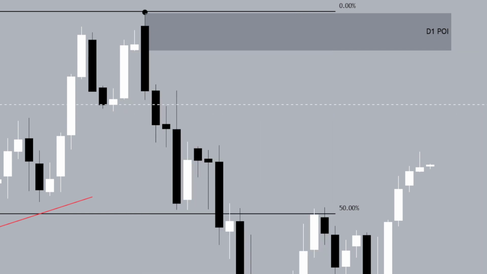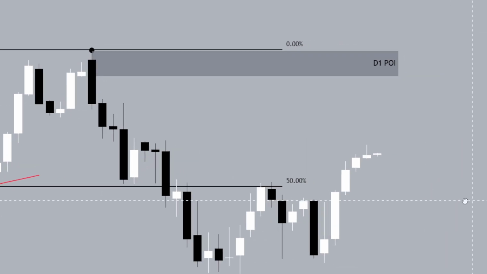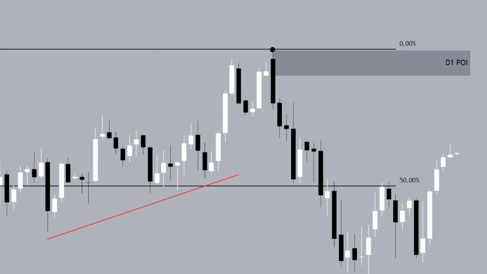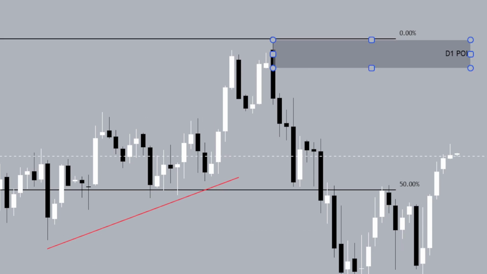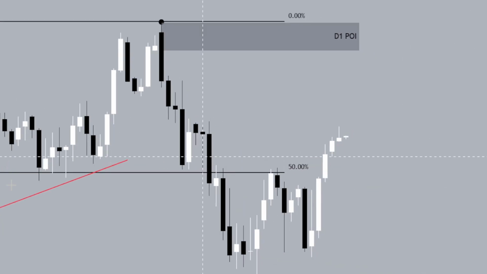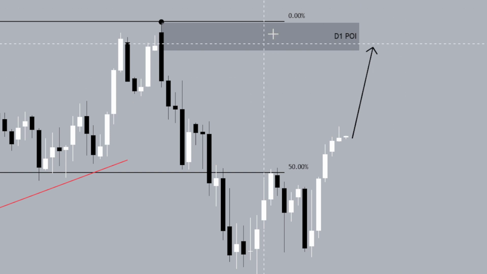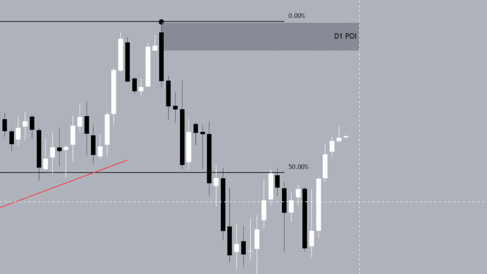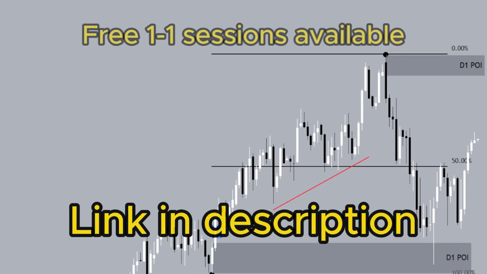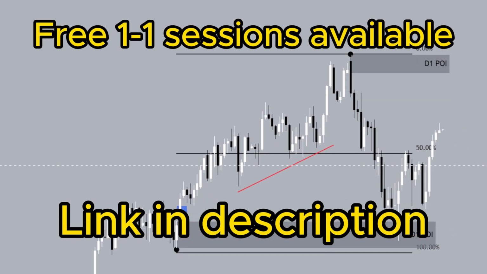And so again, this is the point of interest which I think is going to get mitigated in the near future. This price point here is at 39,718.4. So I expect price to reach this zone in the upcoming days and weeks. So that's a quick overall bias as to how you could trade the Dow Jones or the US 30.